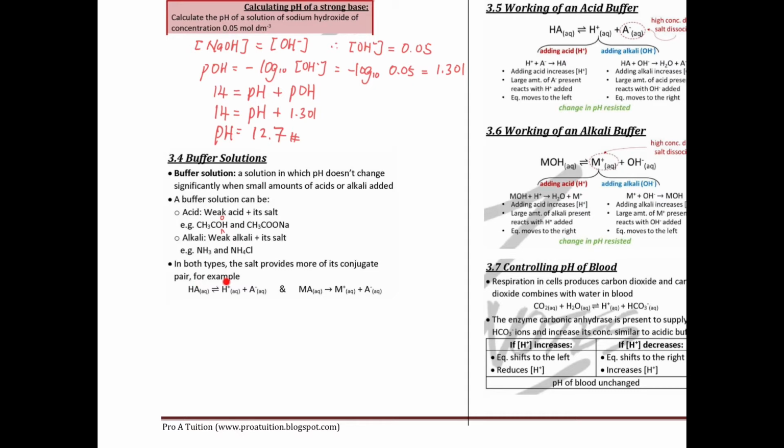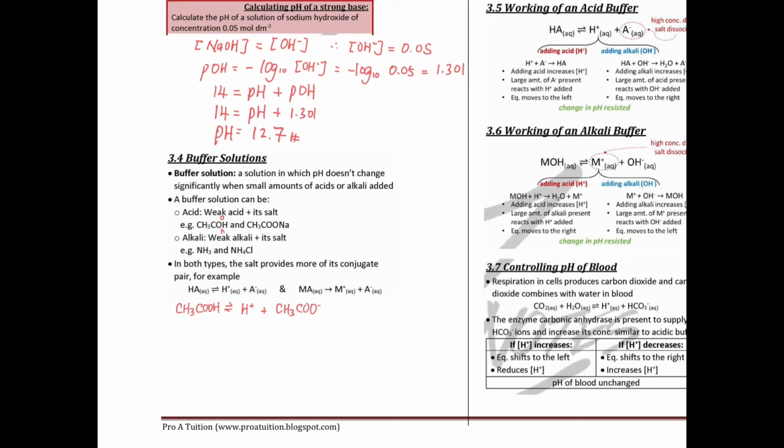HA dissociates to become H plus and A minus ions. So if the weak acid that I use is ethanoic acid, it's going to be CH3COOH, which dissociates to become H plus and CH3COO minus. Over here, it is good to know it and understand it in this way.